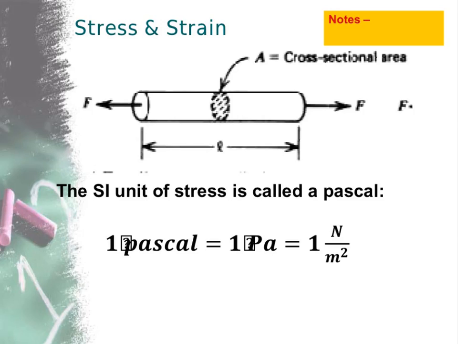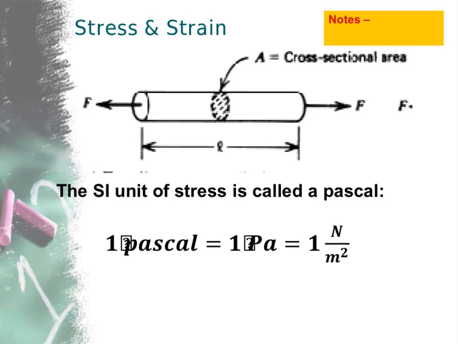The SI unit of stress is called a Pascal. A Pascal is named after a French physicist named Blaise Pascal, who did a lot of work with pressure. And you might have actually run into this unit in chemistry class when you were calculating pressure. And I'll explain how stress is related to pressure a little bit later on in the lesson.